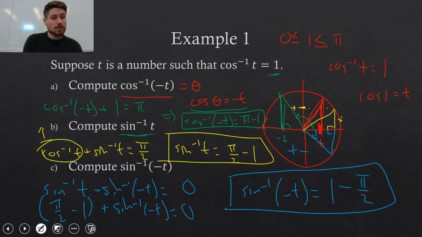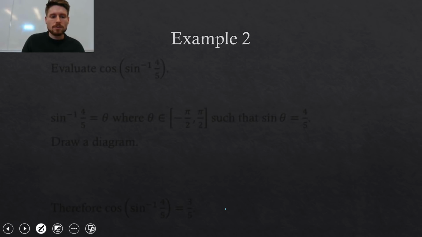We computed sine inverse of t. It was the complement to cosine inverse of t. And we computed sine inverse of negative t. It was the negative of sine inverse of t. Okay? All right, so those are three. Let's move on to the next example.